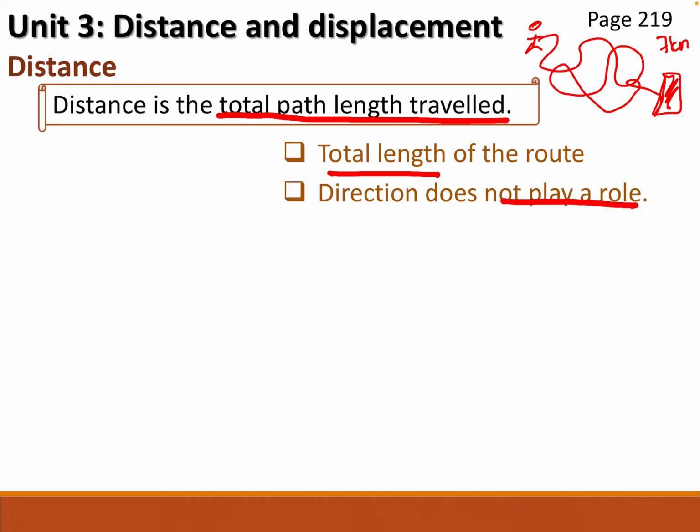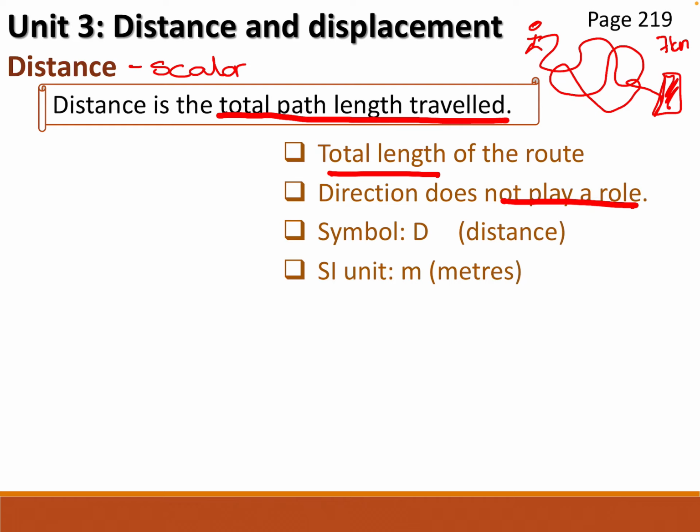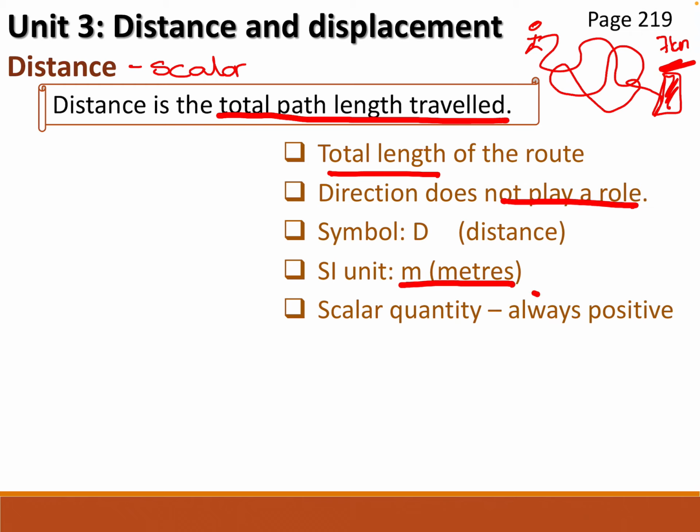Direction is not important, because distance is a scalar. The symbol is a capital D. The unit is meters. Generally, we work in meters, but there are exceptions, like here I said kilometers if we're working with really long distances, okay? It's a scalar, which also means you can only get positive distances. You can't have a negative distance because it has no meaning.